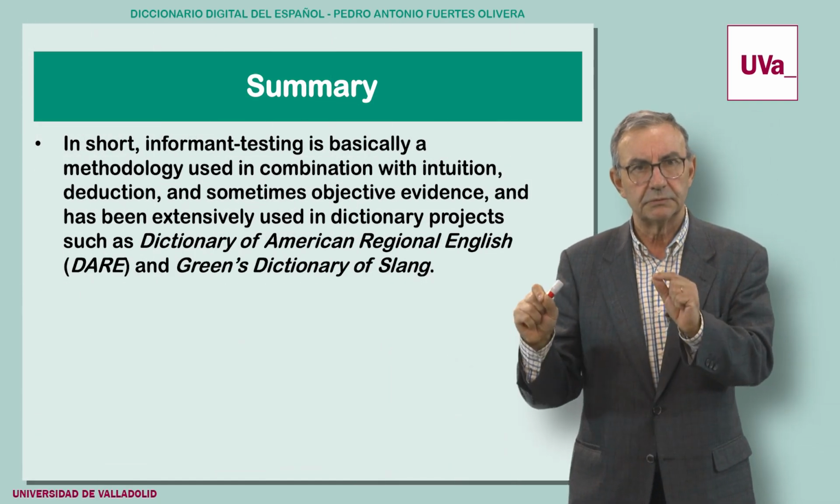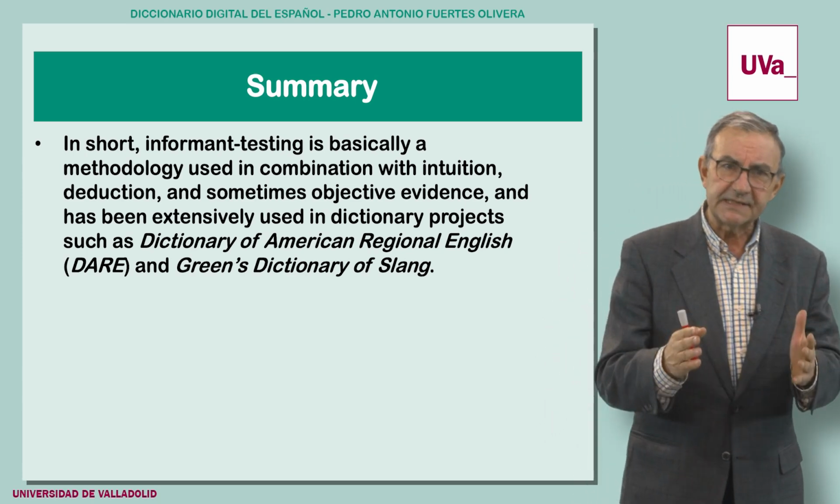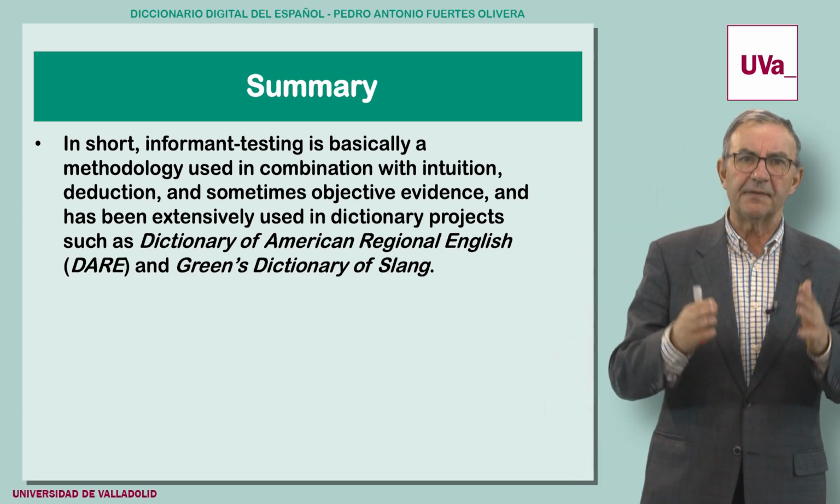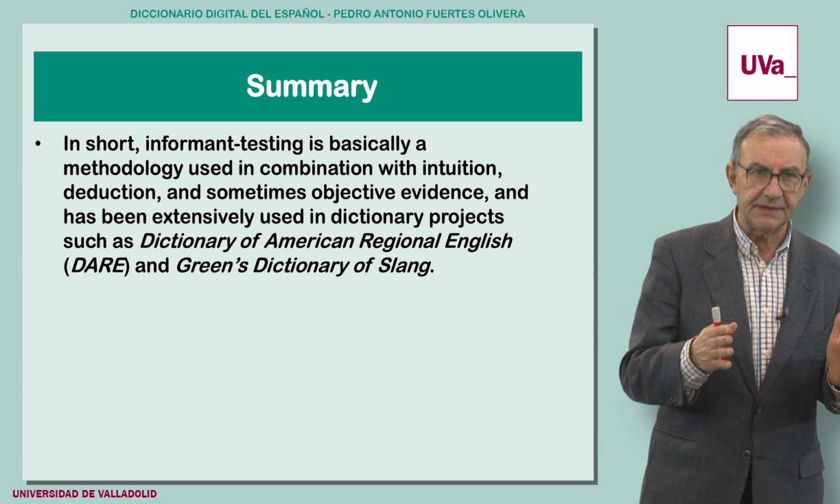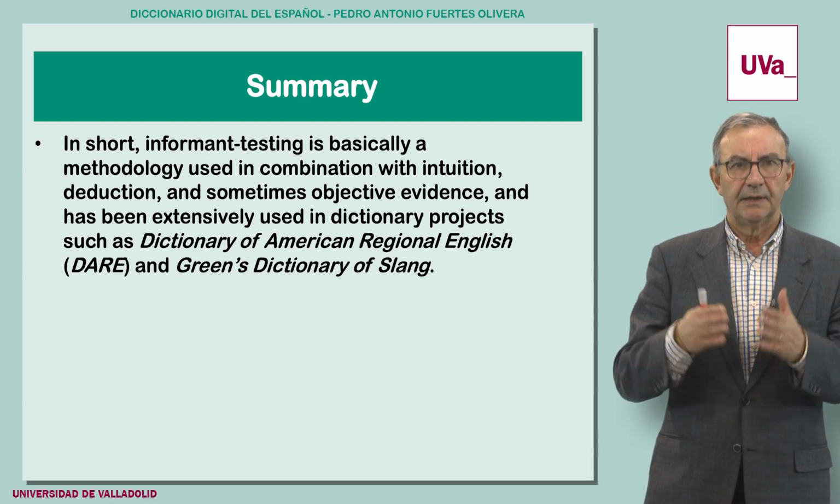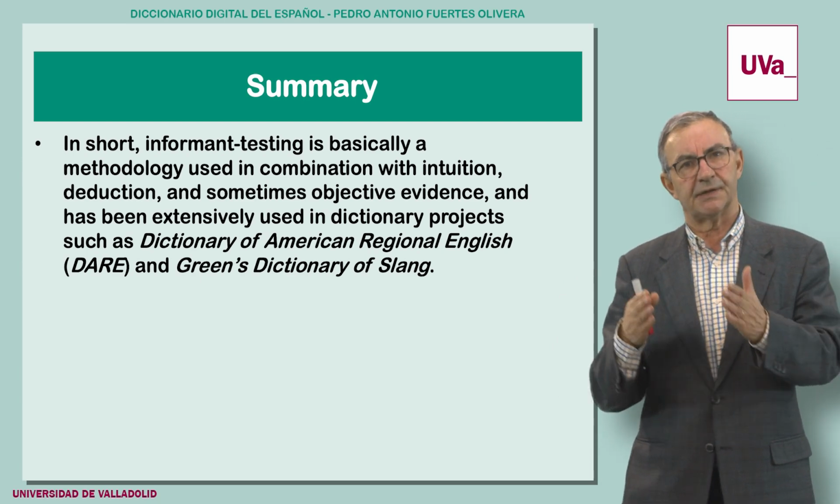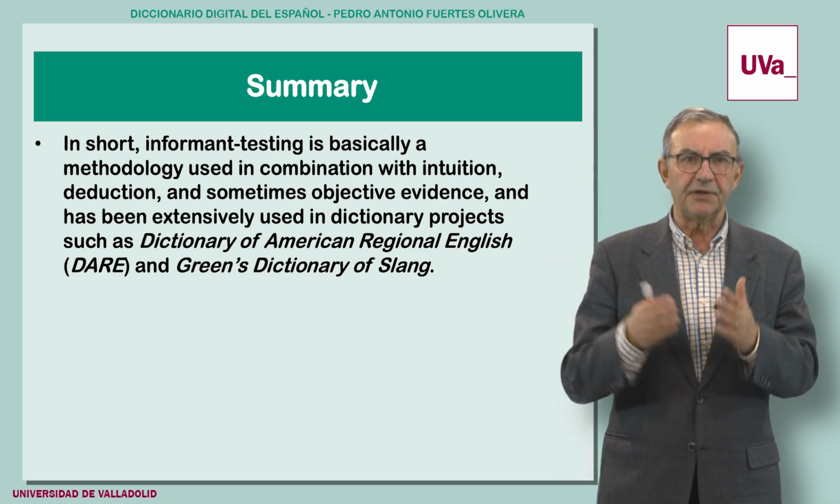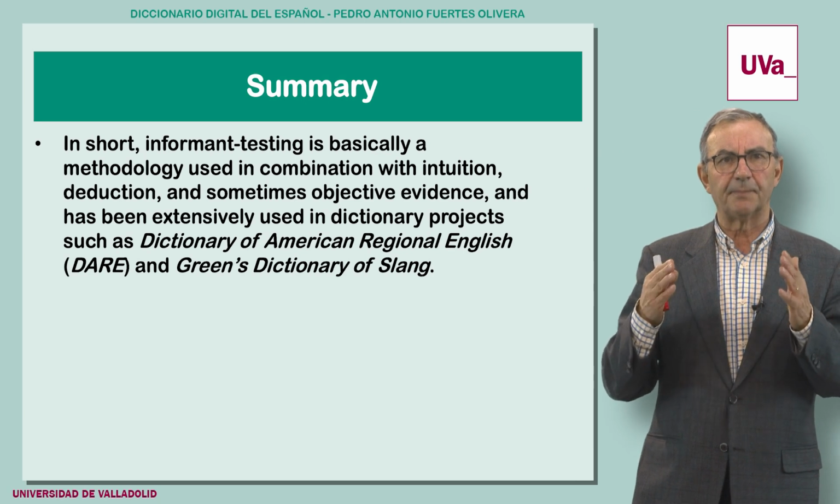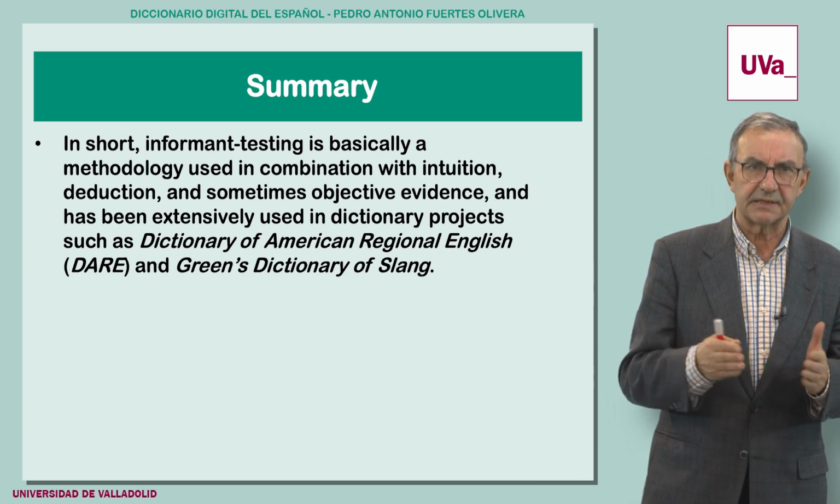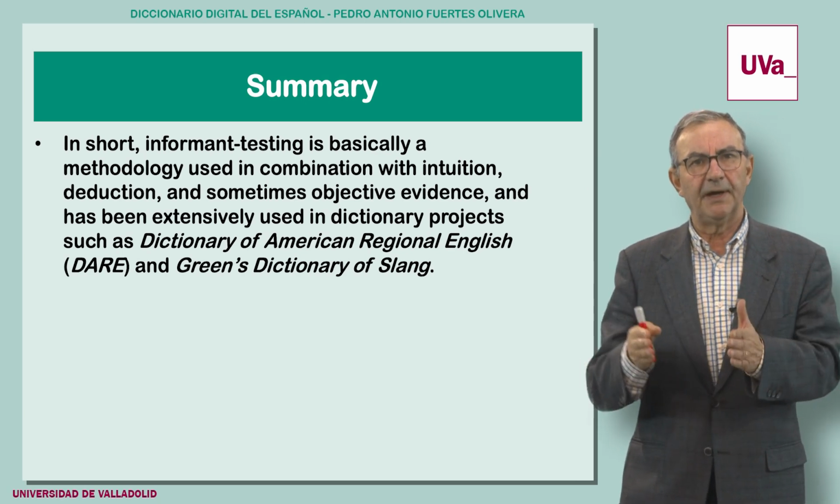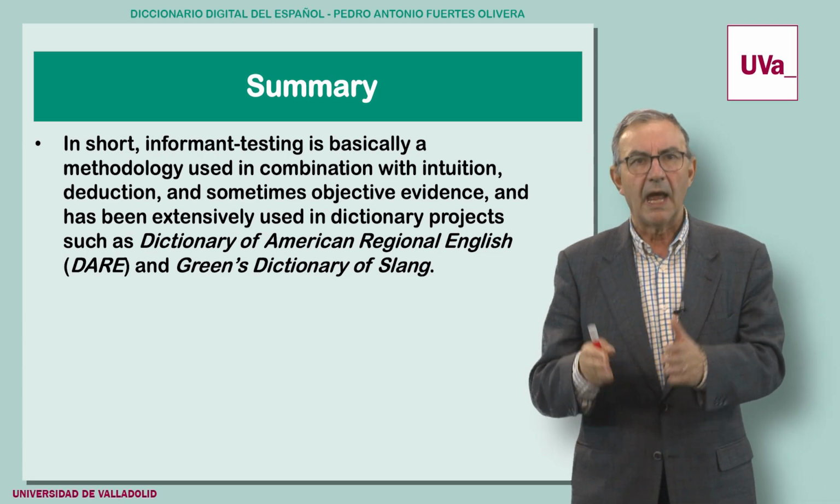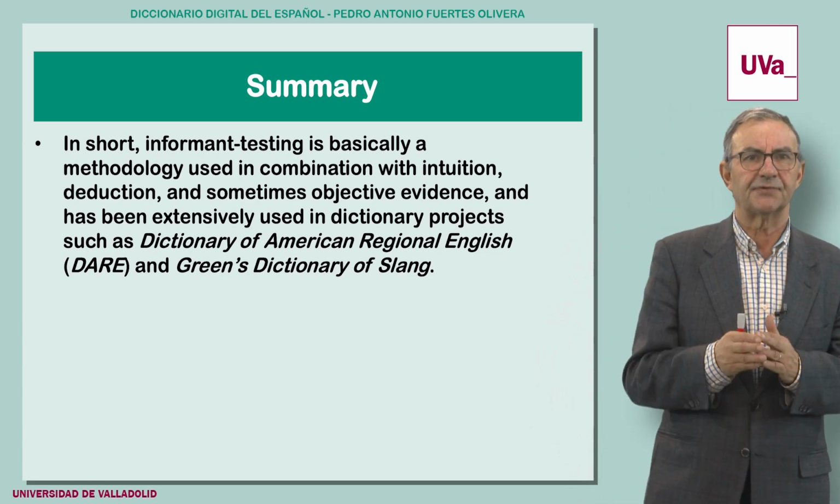In short, informant testing is basically a methodology used in combination with intuition, deduction, and sometimes objective evidence, and has been extensively used in dictionary projects such as the Dictionary of American Regional English and Green's Dictionary of Slang.